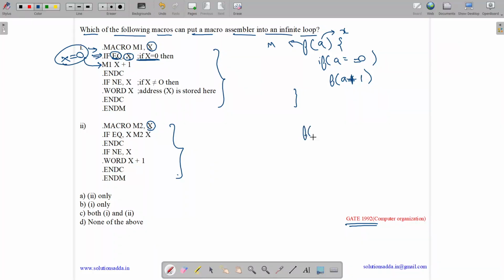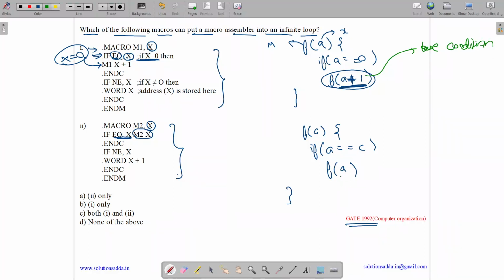It is a function with A as a parameter, M2 X. If EQ X, then it calls M2 X, which means it checks the value of X against some value, and if that is true, it again calls f with the same value. So here you can see, as in the first one we are changing the parameter from A to A plus 1, this recursion will terminate at some base condition.